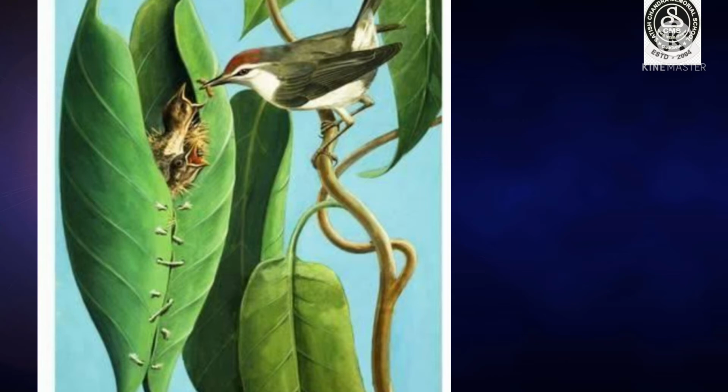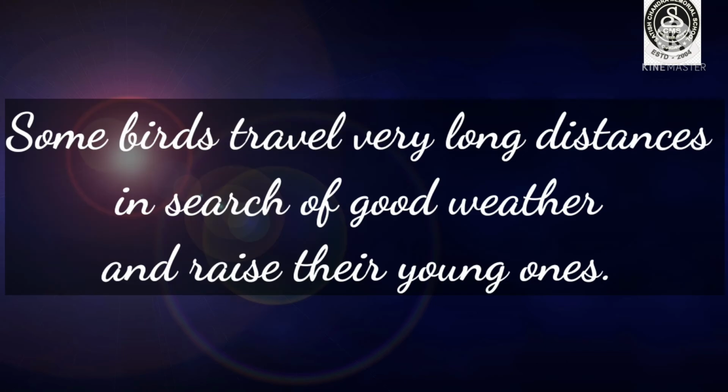Tailor birds use their needle-shaped beak for stitching leaves for making their nest, and they grow their young ones over there and also lay eggs inside it. Yes, now let's see the next one, children.